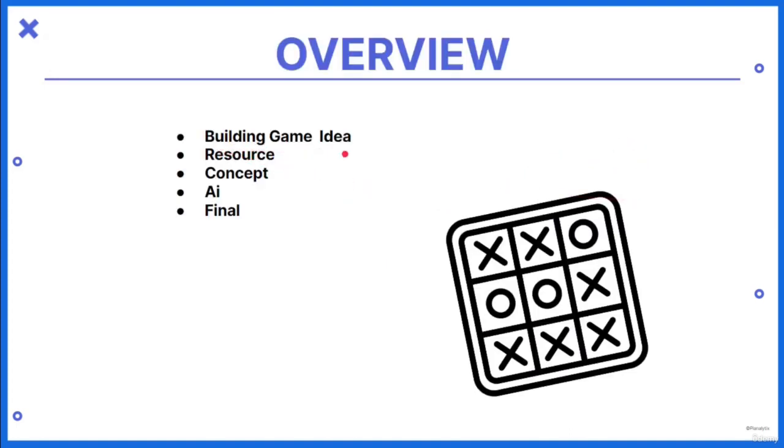So we will first discuss the basic idea of the game. Then we will discuss the resources used and the concept. It will include the final lines of code which we will be writing with Python. We will also discuss some amount of AI, because this is commonly used in games. And then we will discuss the final game.